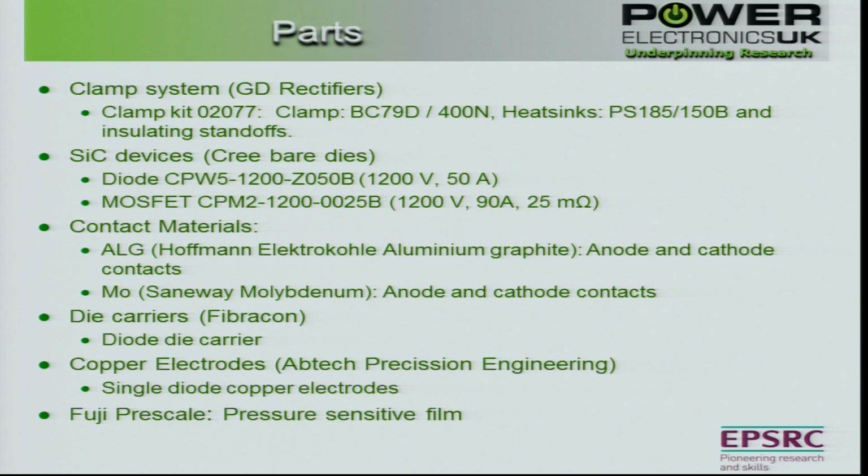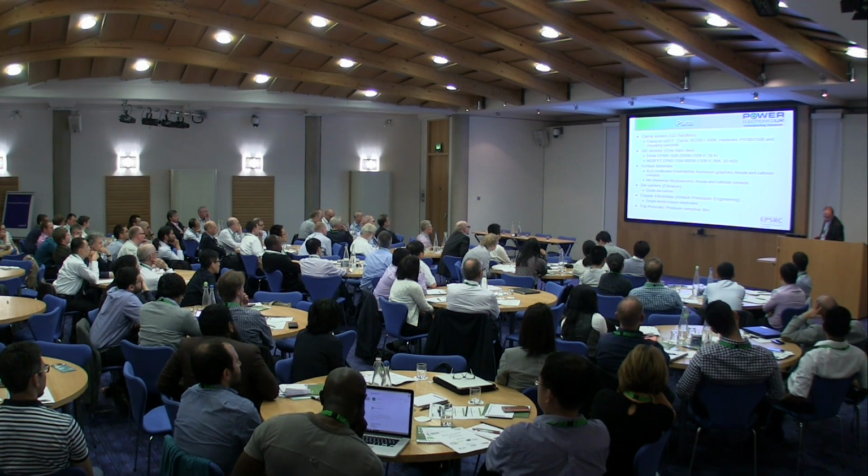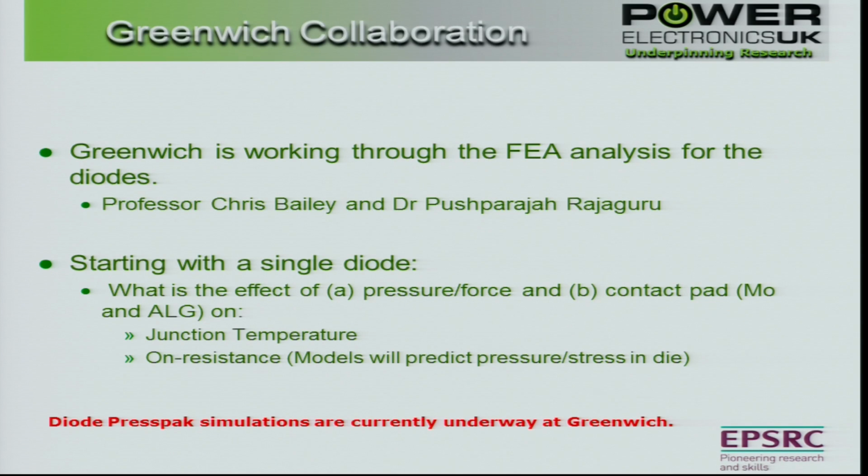A lot of this is now with us, and so it's been ordered and it's already been manufactured. We are looking at, in particular, two different contact materials. We're looking at molybdenum and aluminium graphite as the two different sorts of cathode contacts. And we're starting then to look at what happens here with a single diode. Later on, we will start to look at tiling multiple dies together to make a larger press pack module. We're starting with one, and later we're also going to look at MOSFETs.